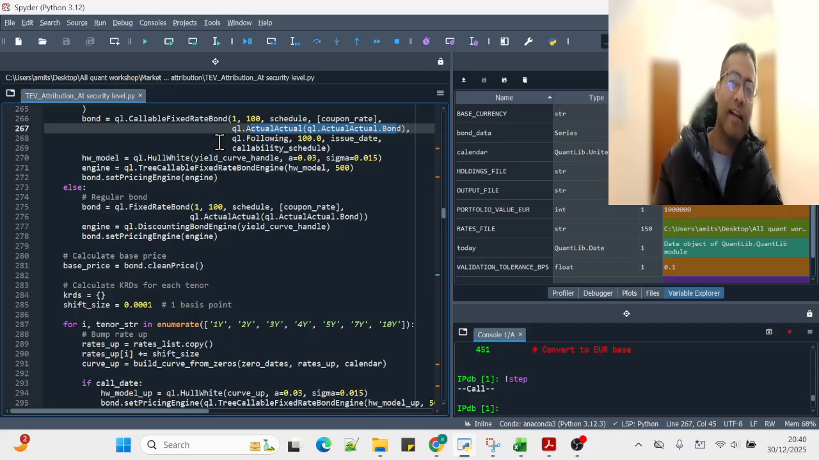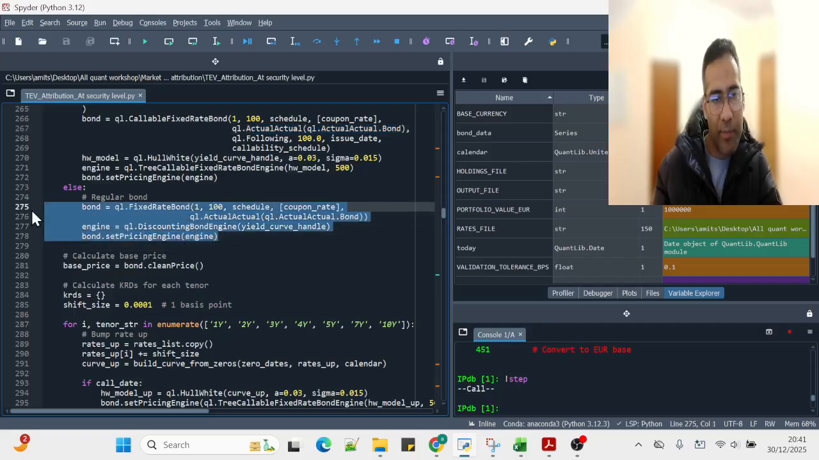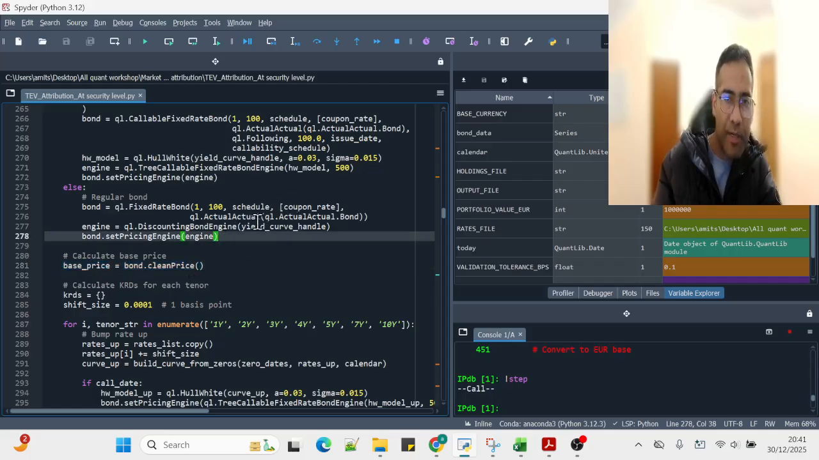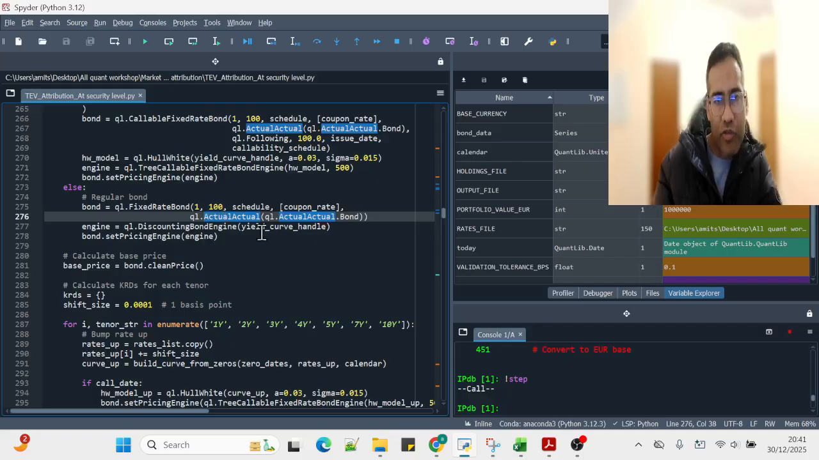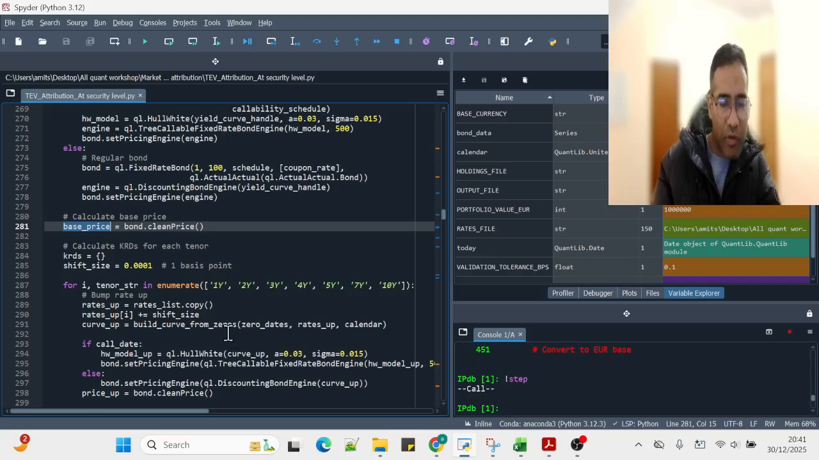accrued interest. Suppose you bought a bond between coupon dates, then there is some accrued interest. That accrued interest component is not here. I have relied only on the base price. You can use accrued interest also to increase accuracy for the bond. But you can calculate the base price if you pass the coupon and this thing, like standard actual by actual or actual by 365, then you can determine a base price. And then based on the base, you can shift the rates.